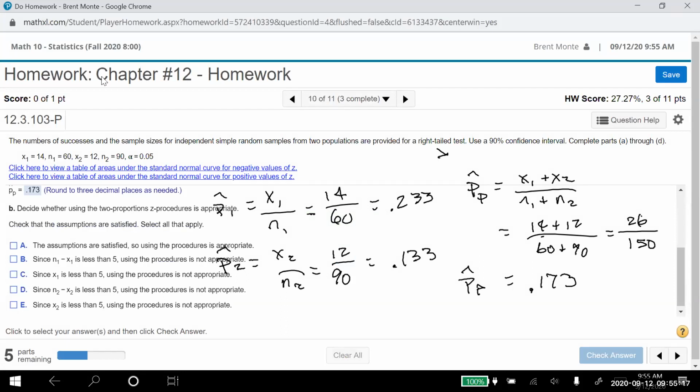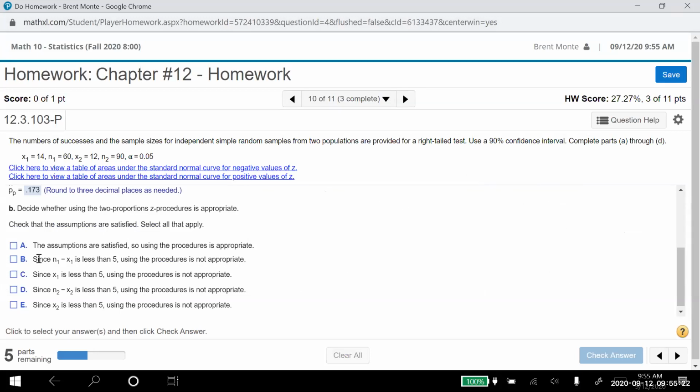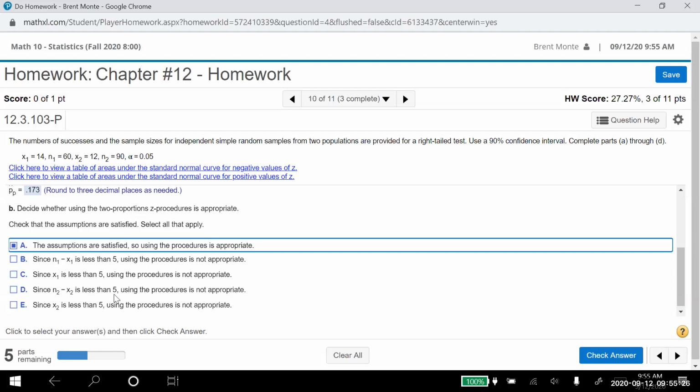Now it says, okay, check the assumptions. Let's clear all this so we can see what's going on. Check the assumptions. Well, they're all satisfied. We talked about them. Everything was at least 5. They show you these are less than 5. Well, none of those are less than 5. Now, remember, it's not just that N1 isn't less than 5, but N1 minus X1. That would be the number that didn't have the characteristic. So had this said, say, 58 and 60, that would mean 58 have the characteristic, but 60 minus 58, there's only 2 that didn't. Then we would have to say, oh, that assumption's not met. But we're all good here.